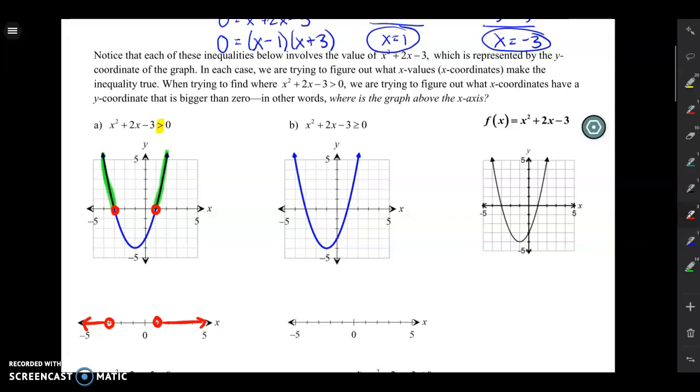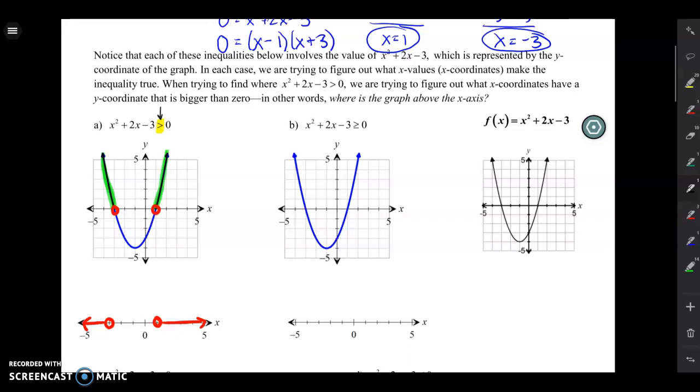The reason that I included open circles here instead of closed circles is if you look back to my original inequality, this is a greater than sign. It's not a greater than or equal to sign, which means that I am not looking for values where my function equals 0, just where my function is greater than 0.